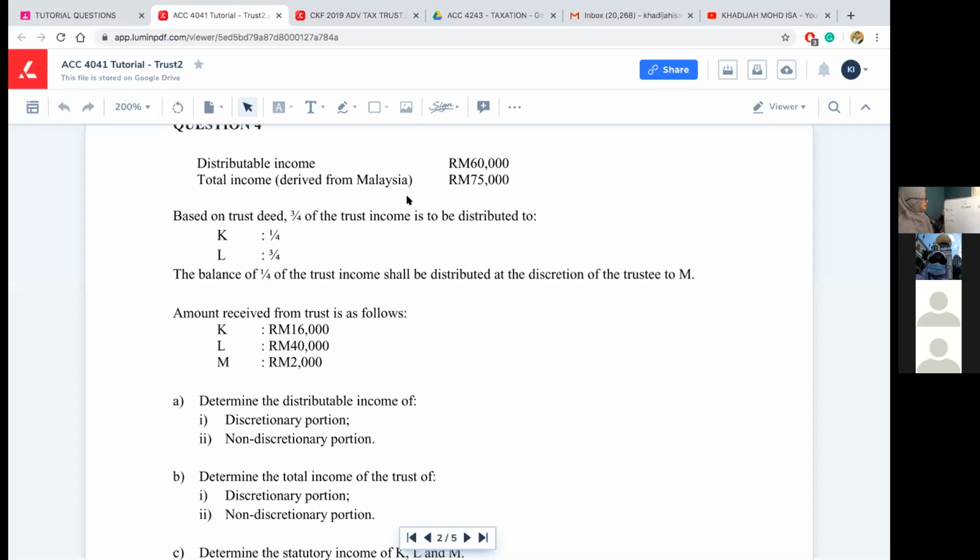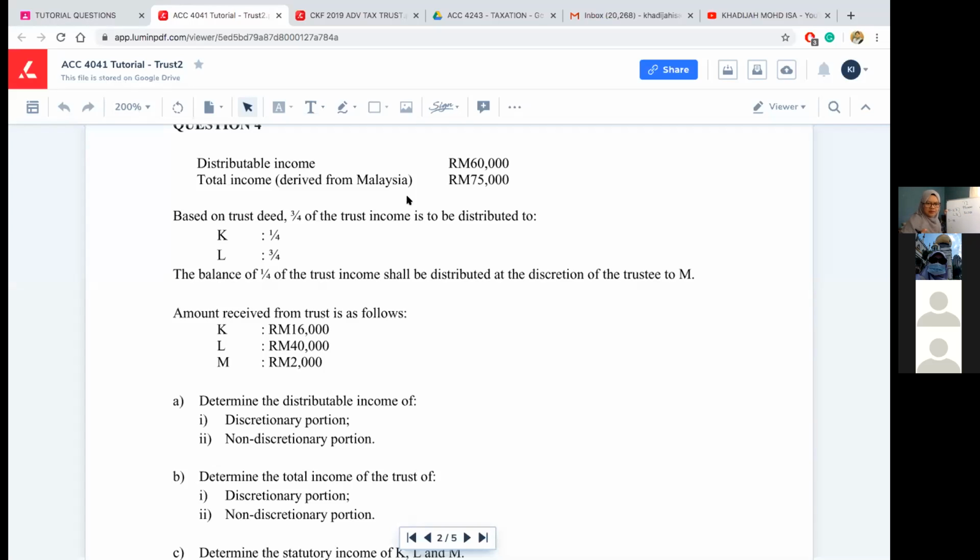Now K and L is 3/4. How do you do that? Oh, 3/4, then you divide. So 75,000, 3/4 of it is 56,250. There you get that? This one, 3/4 for these two is 56,250.